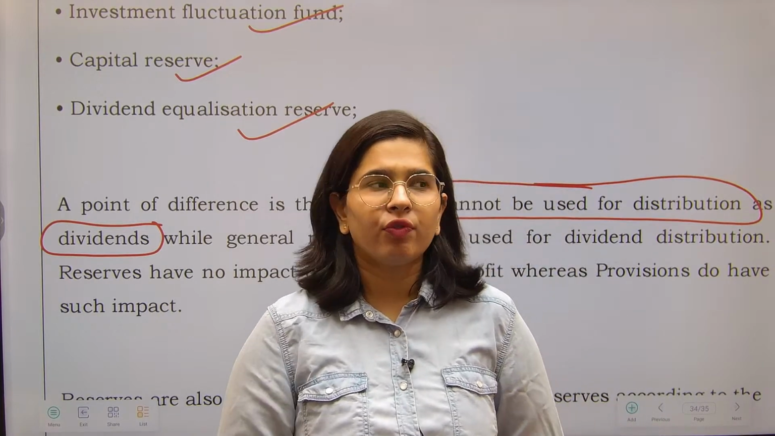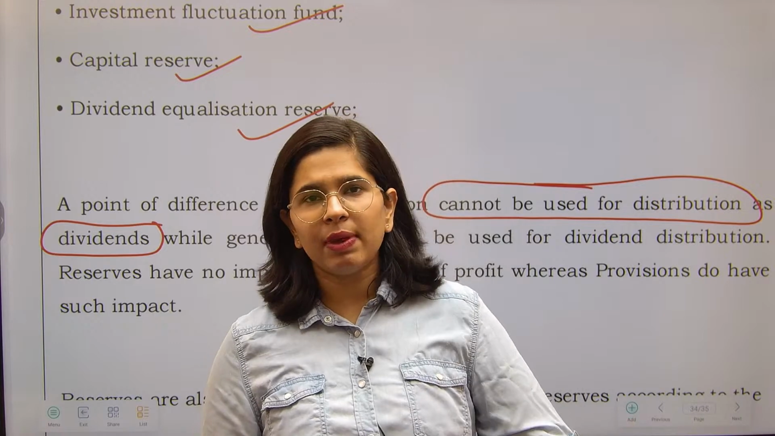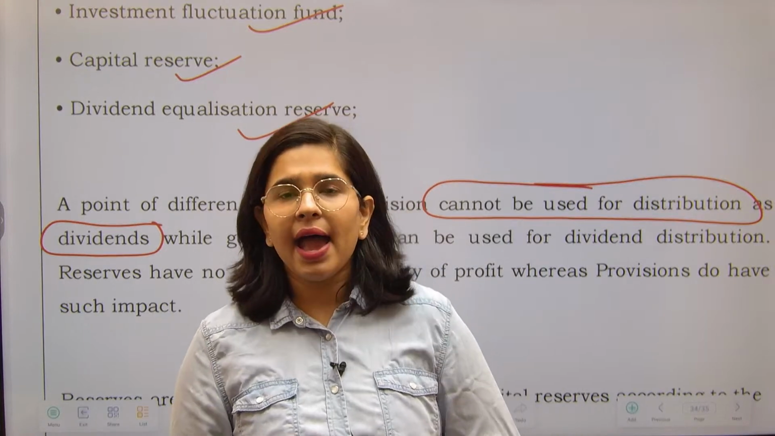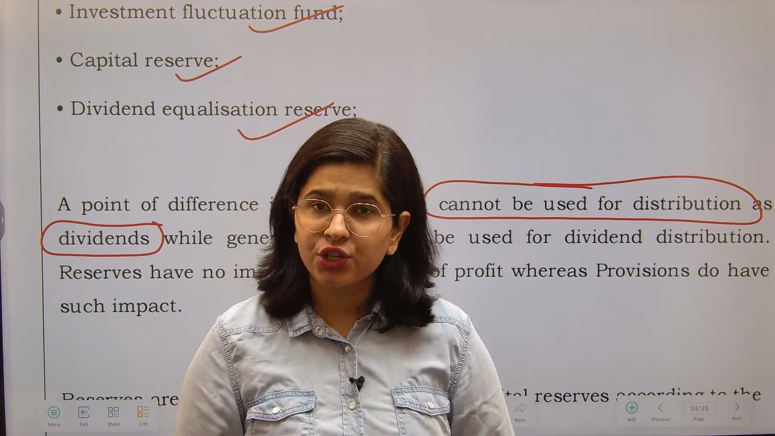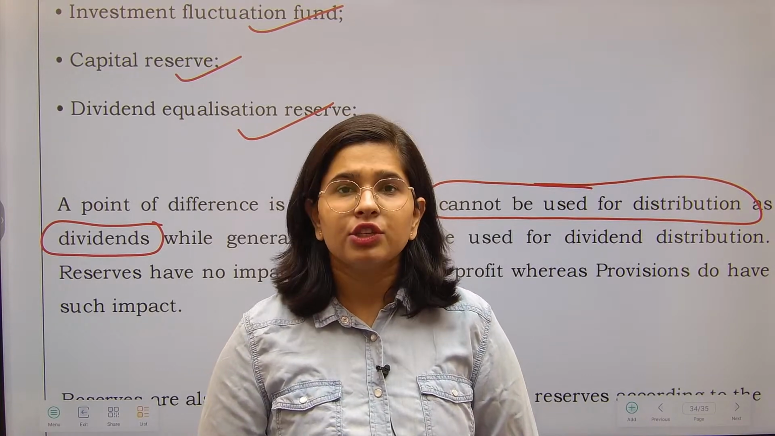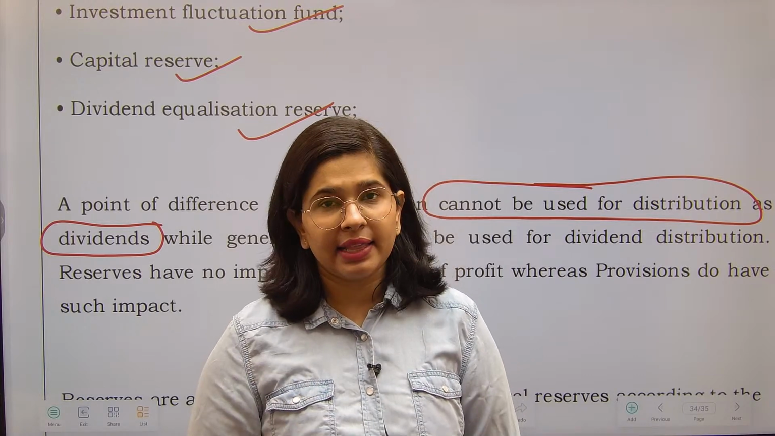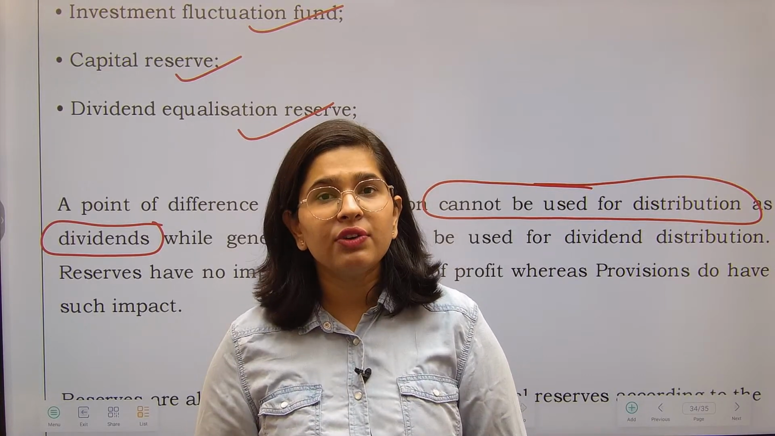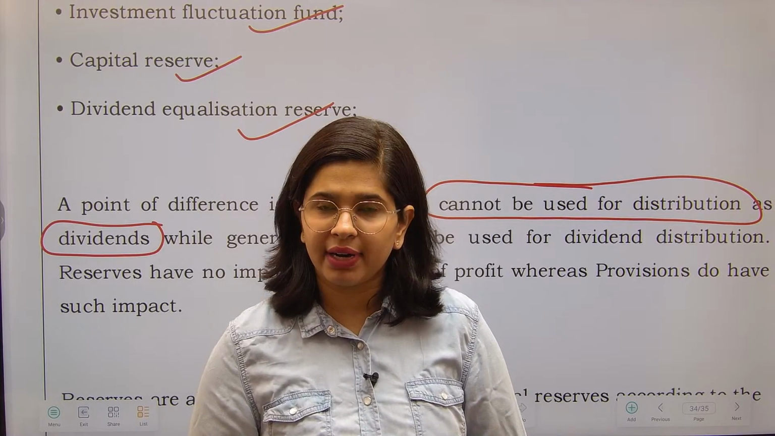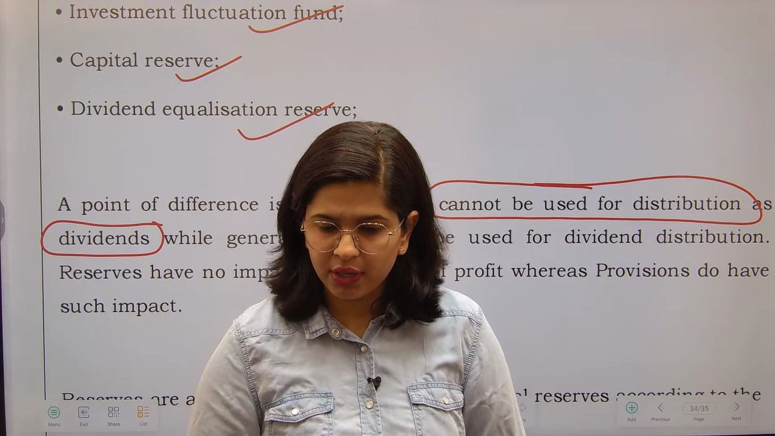Suppose I have made provision for taxation. So that amount is going to be used for tax payment purposes, right? I have made provision for depreciation. So that provision is going to be used for depreciation purposes. So that is why provision has a specific purpose. That's why we cannot use it for the distribution of dividend. Dividend means the amount of profit that you share with the shareholders.